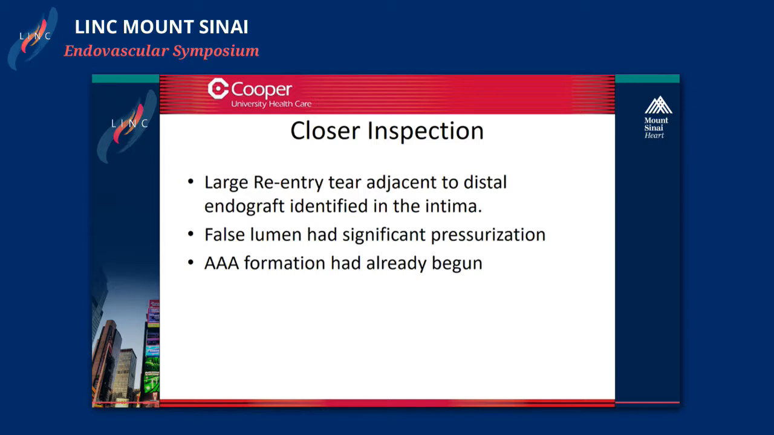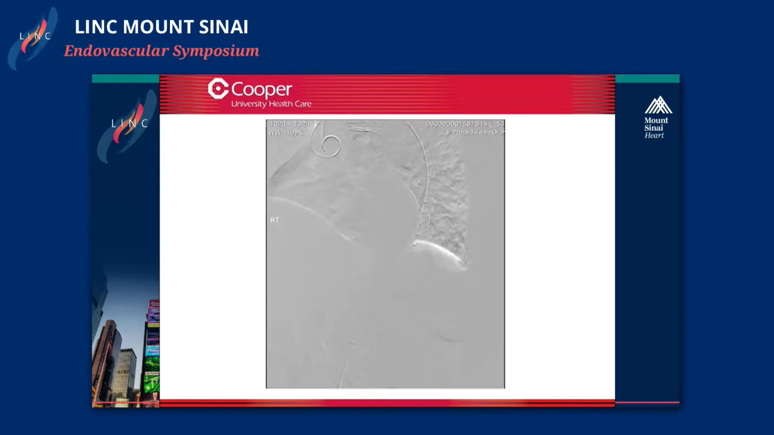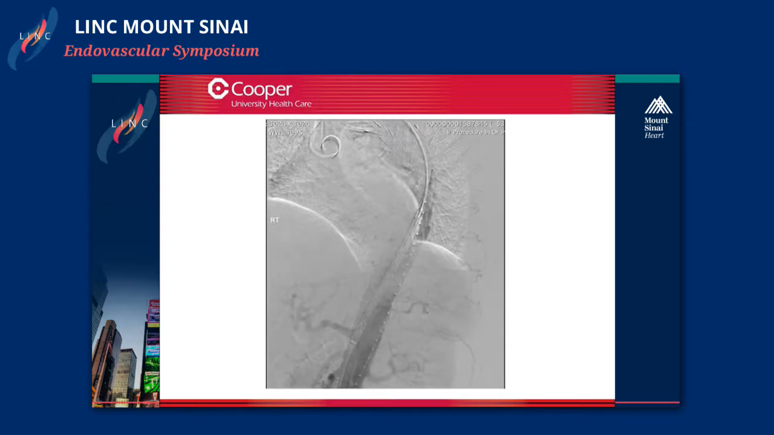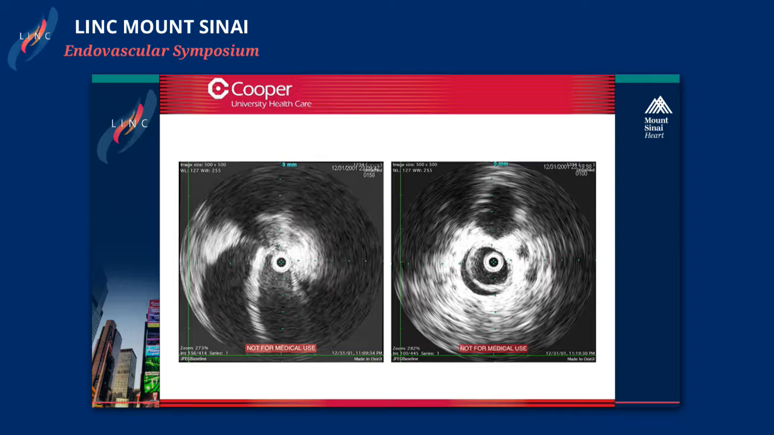And also the false lumen had significant pressurization, where you saw involution of the true lumen secondary to pressurization of the false lumen. And he had a small aneurysm already begun in the abdominal aorta. So we took him to the OR, and all we did was extend the distal endograft down to the celiac artery to take care of that fenestration.